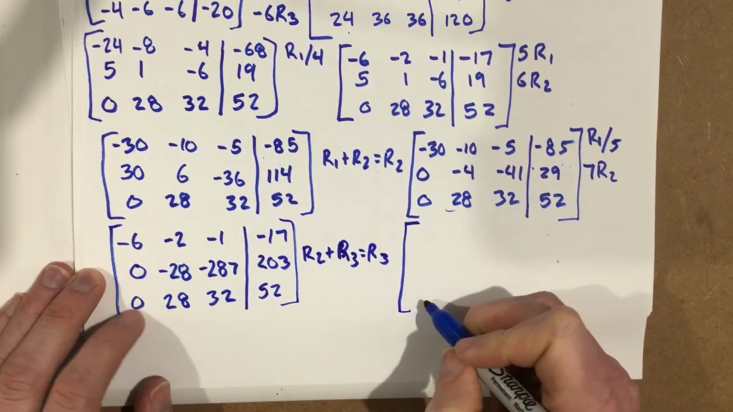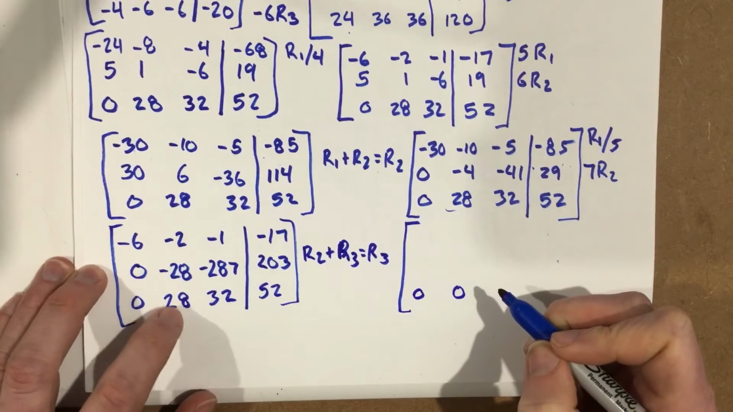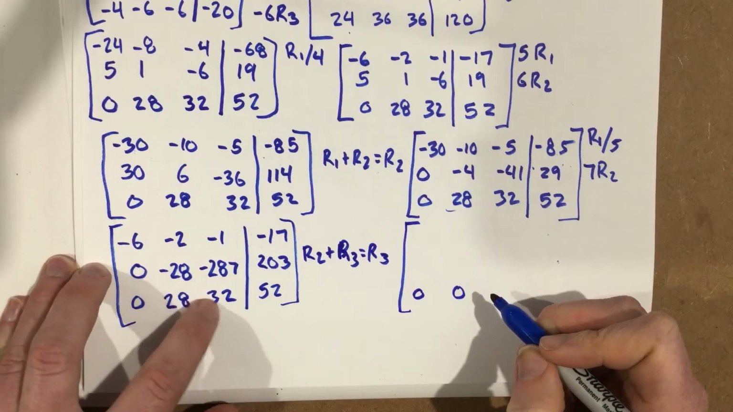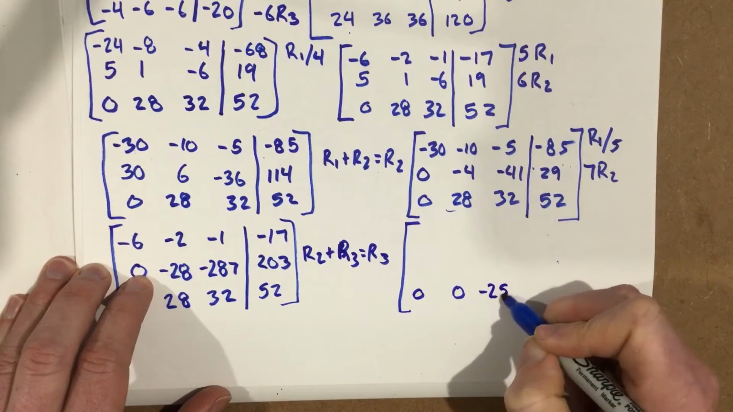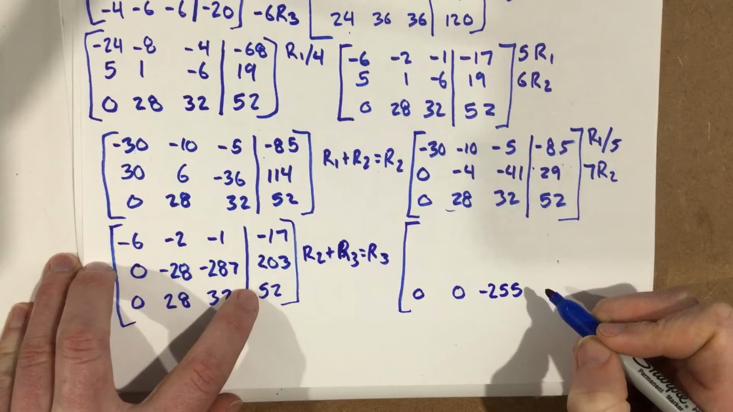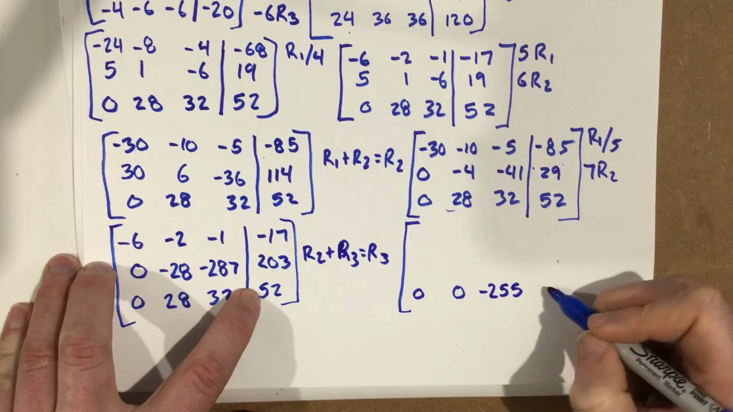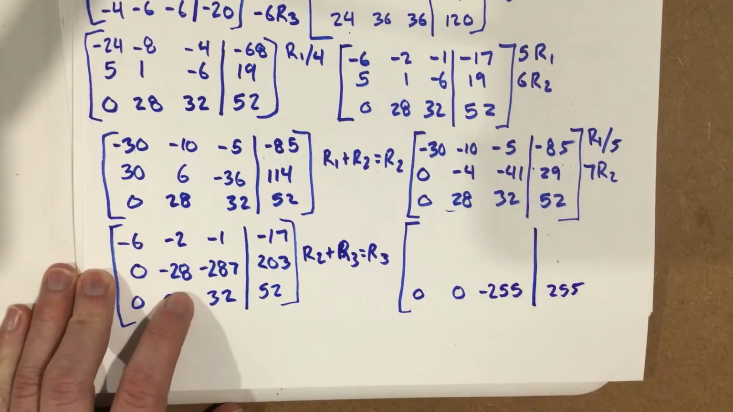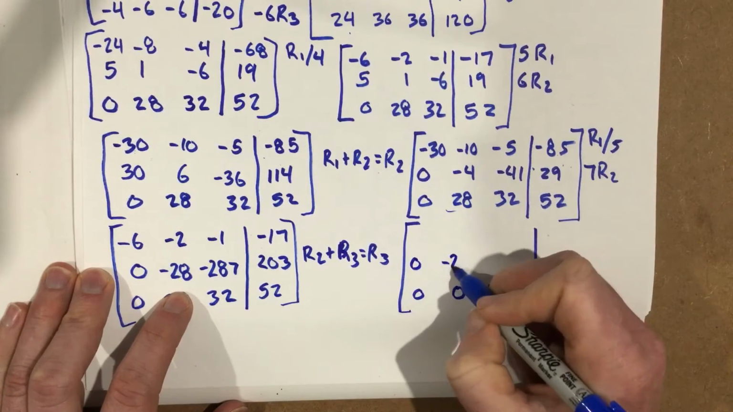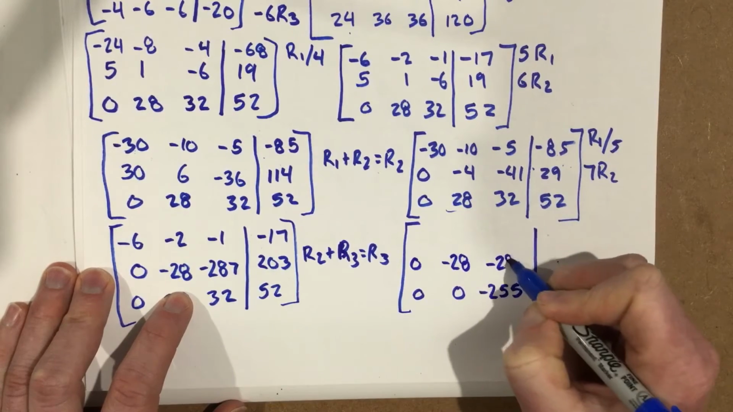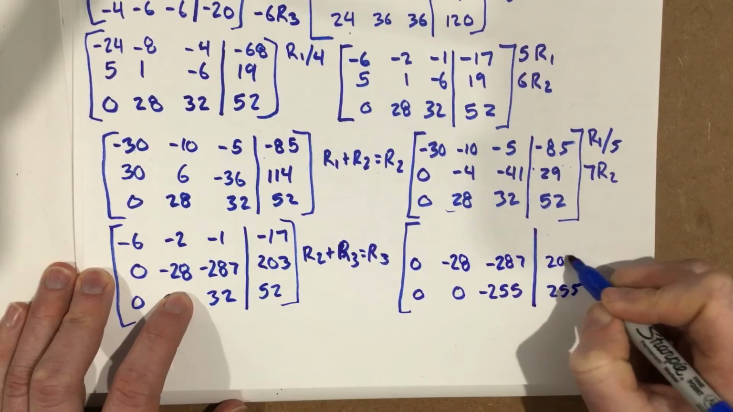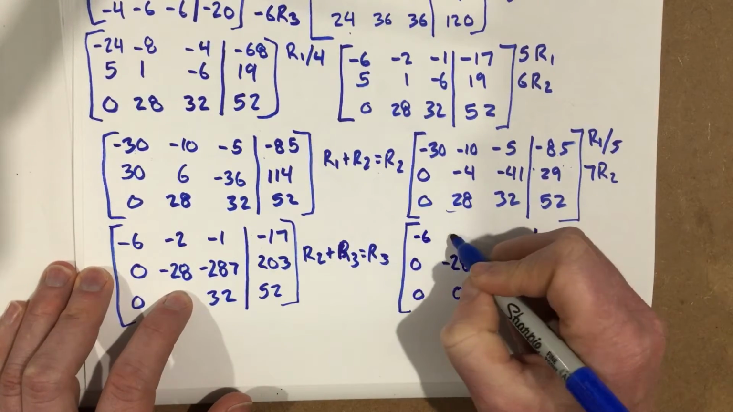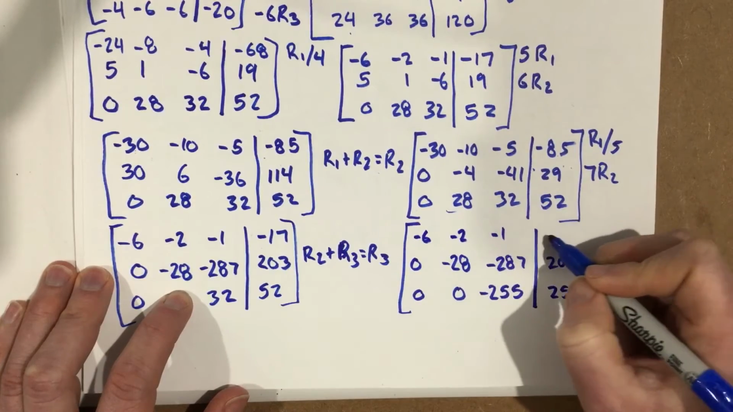So I get 0, 0 when I take negative 28 and add 28. Negative 287 and 32 is negative 255. 203 and 52 is 255. And we get 0, negative 28, negative 287, 203. Negative 6, negative 2, negative 1, negative 17.